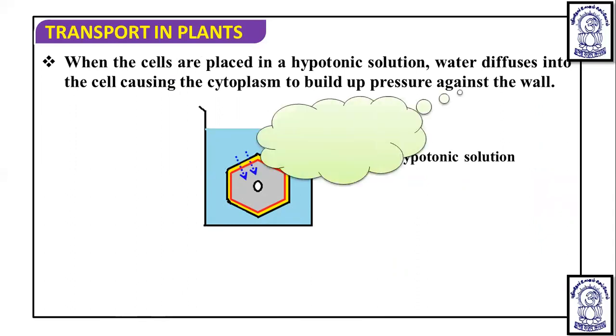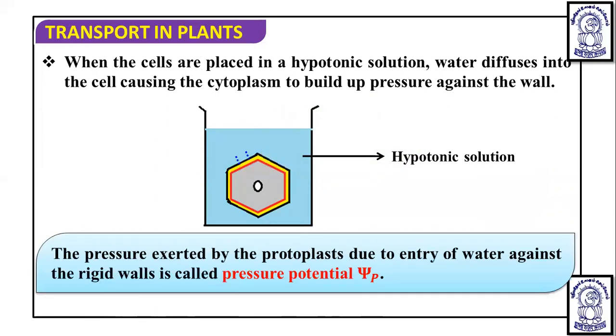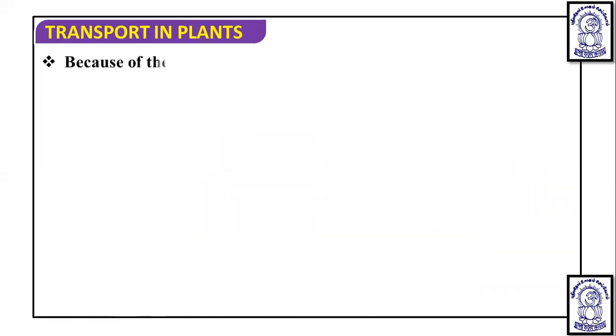Okay, then this is called turgor pressure, and it is known as a turgid cell. The pressure exerted by the protoplast against the cell wall due to the entry of water is known as pressure potential. So turgor pressure and pressure potential are the same. When water enters, the cell becomes swollen, and when the protoplast exerts a pressure on the cell wall in a hypotonic condition, that is known as turgor pressure, and turgid cells are obtained.